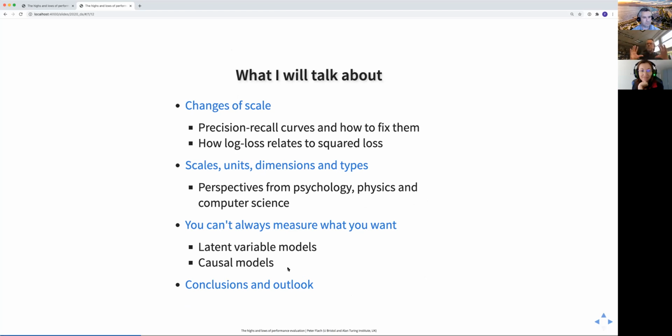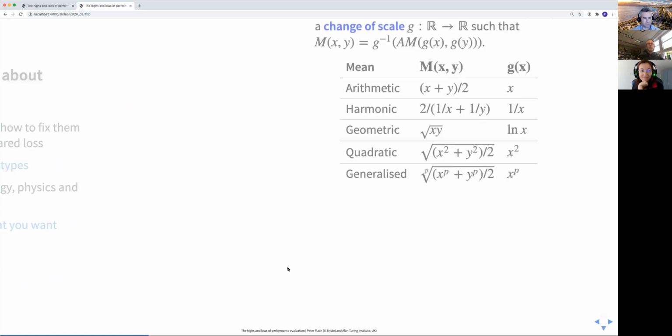And then I will take a bit more of a higher level perspective because there are other disciplines that have thought about this, including psychology, physics, and of course computer science as well. So there are these concepts of scales and units and dimensions and types. So can we learn something from that that will be useful for machine learning? And then finally, this is sort of a much more early work. I will talk a little bit about the need for latent variable models in evaluation and also causal models, and then I'll wrap up. So carrying on.